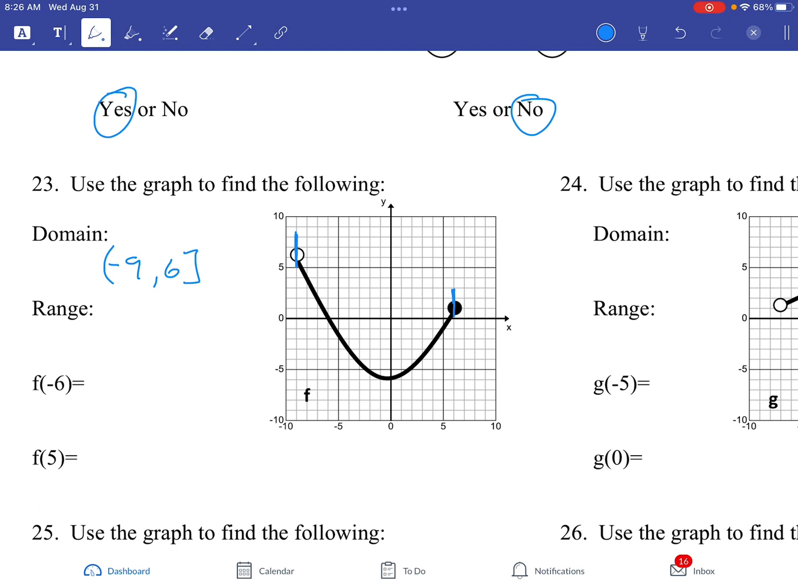For the range, we're looking for the lowest number here, which is -6. Because it's on a solid line, it is a bracket, and the highest part of the graph is up here at +6, and it is in parentheses because it's an open circle. Look at it. All right.